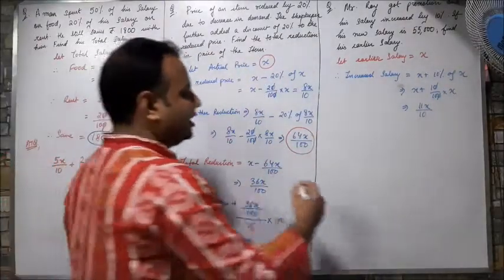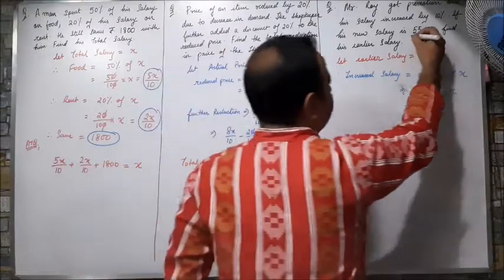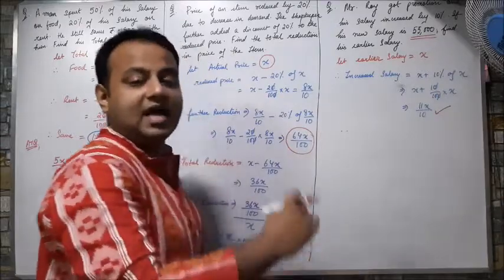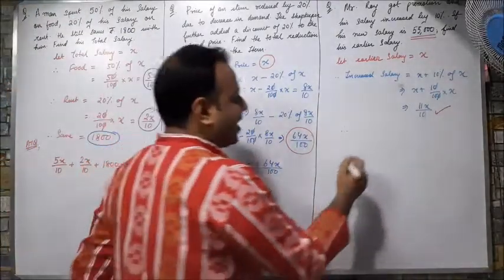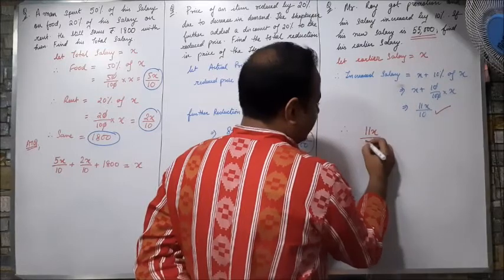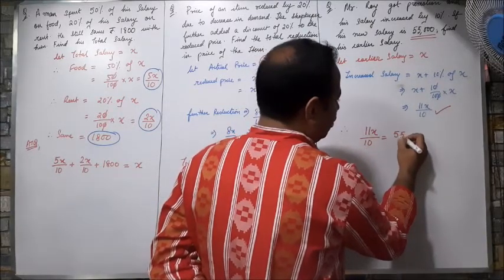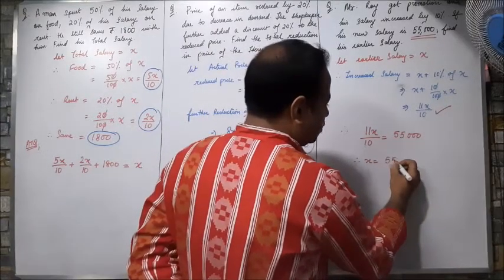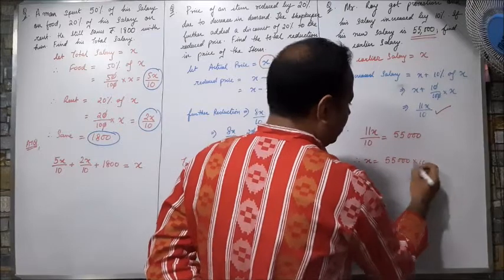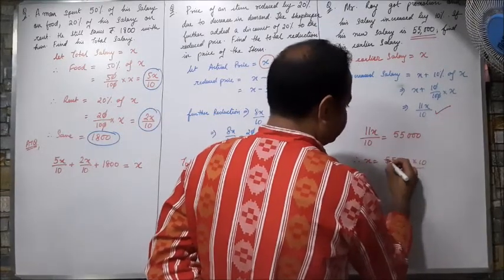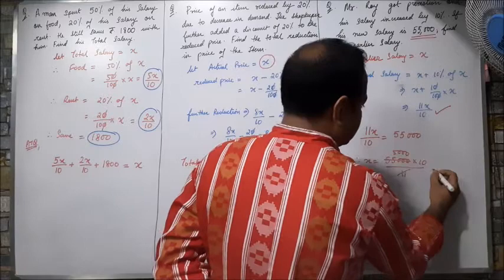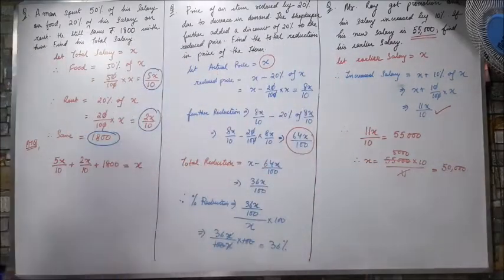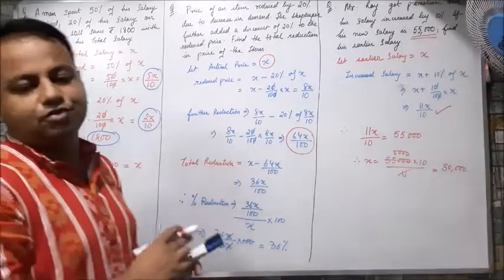Okay. Therefore, the increased salary is already given, that is 55,000, and this is also the increased salary, and 55,000 is the given value of the increased salary. So what will I write? I will write 11x by 10 is equal to 55,000. So therefore x is equal to 55,000 into 10 by 11. 5,000. So the answer is 50,000. Okay, so this is how we can do this kind of question.